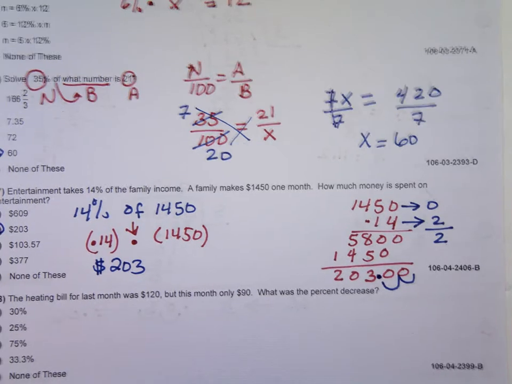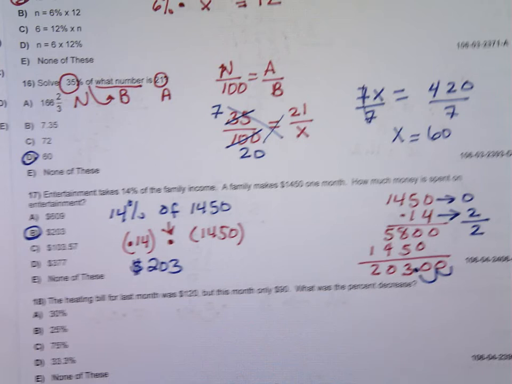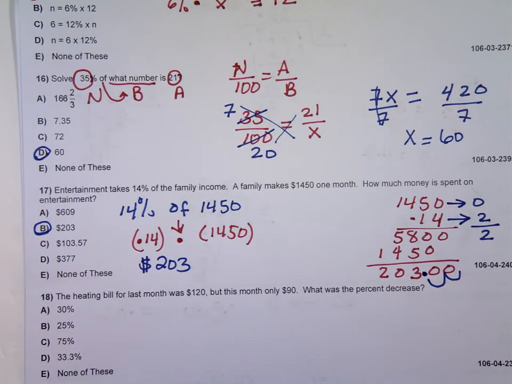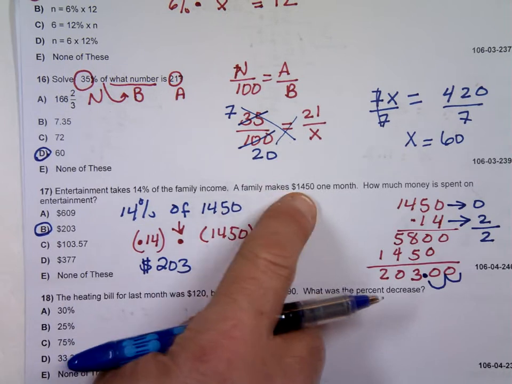$203. I have a question. Yeah, I did it as 14 over 100. Yep, you can do that. NBA. Okay, but you did the NBA. Yeah, that's your same base. You're looking for the amount. Yep. Yeah, I got the same answer.